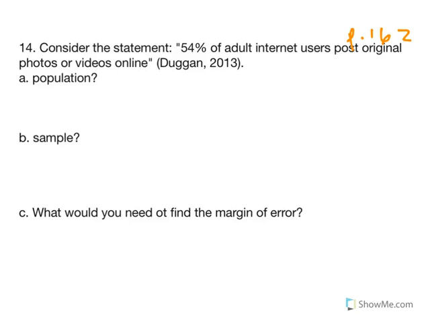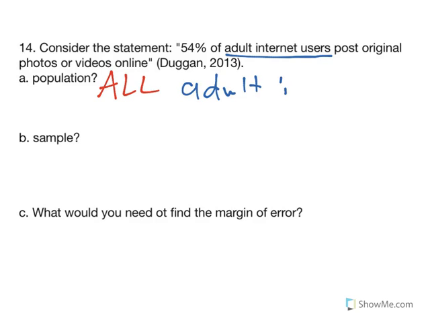All right, so population. If you remember, population talks about all the possible people that we could talk to in this survey or this poll. So when I'm looking at this, consider the statement, 54% of adult internet users post original photos or videos online. Okay, well, who did I survey? Adult internet users. So for the population, the key word is all. So the population is all adult internet users, because you looked at all of them and then you probably picked a few because you can't very easily talk to all of them. But for the population, it's all adult internet users.